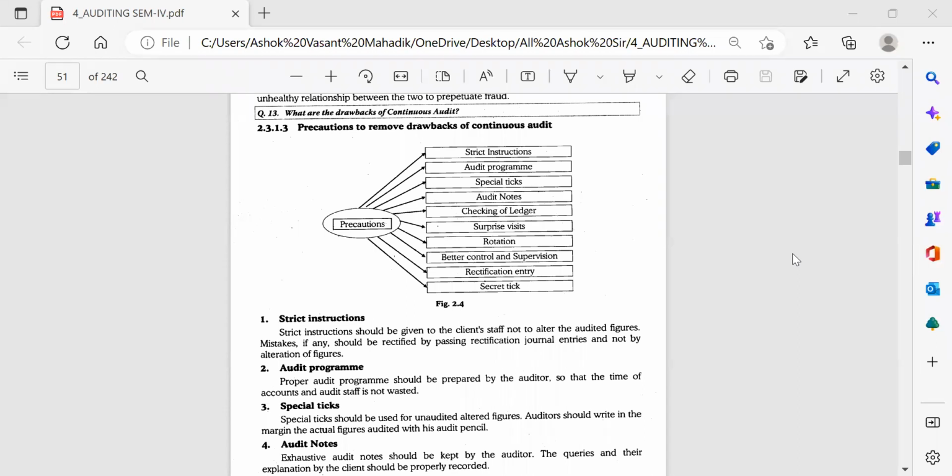Special ticks and secret ticks are more or less the same.